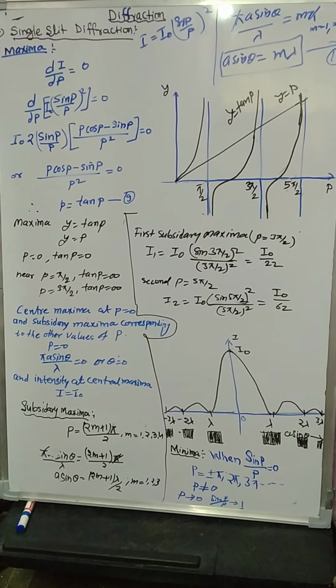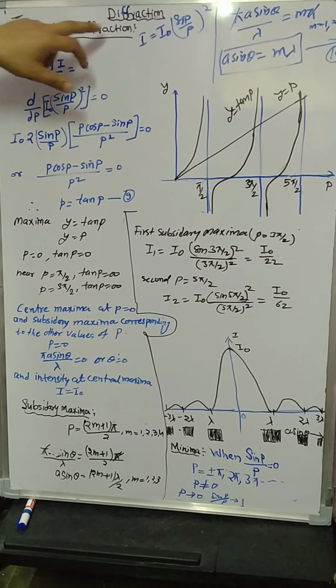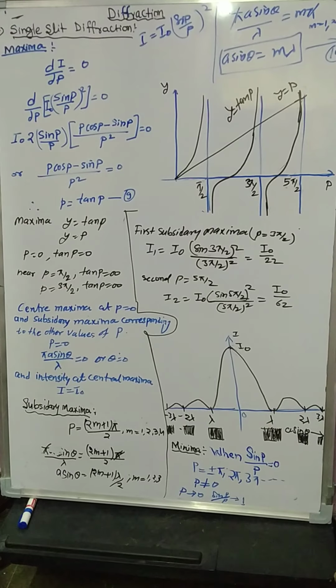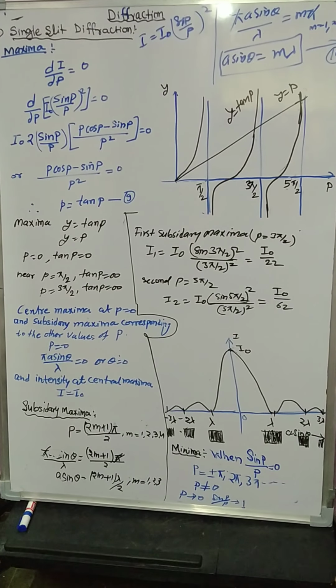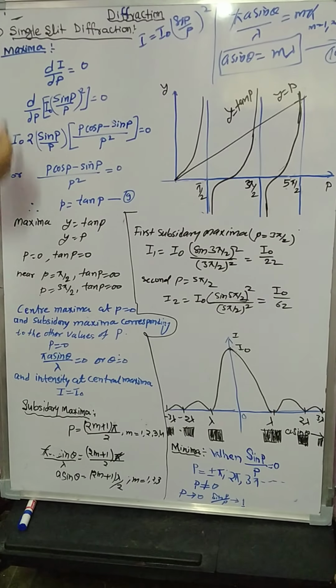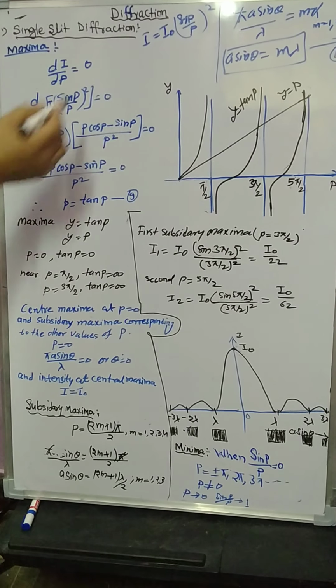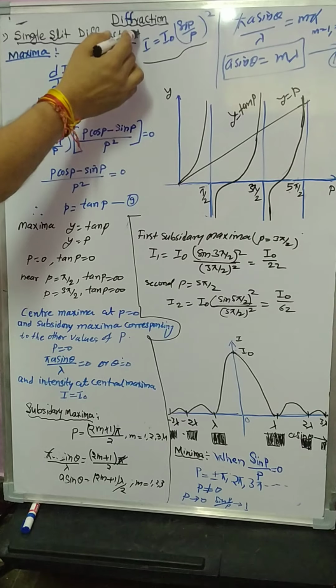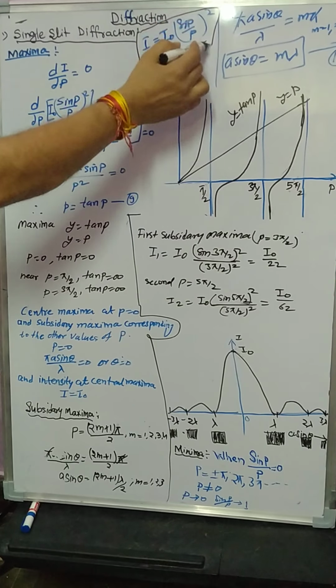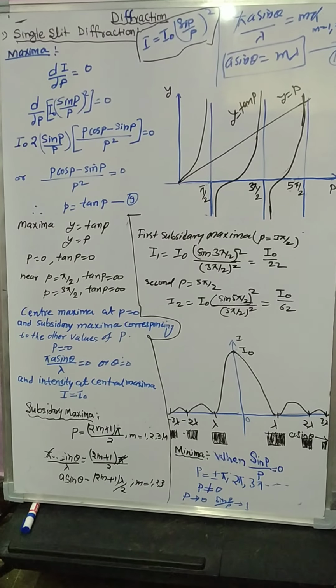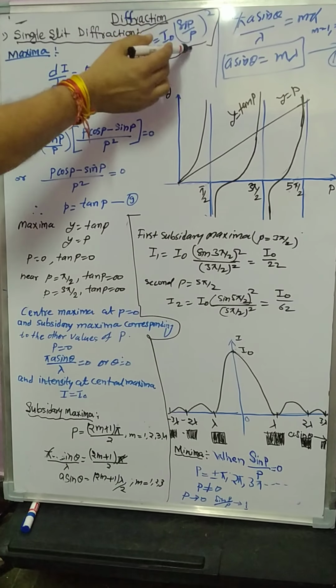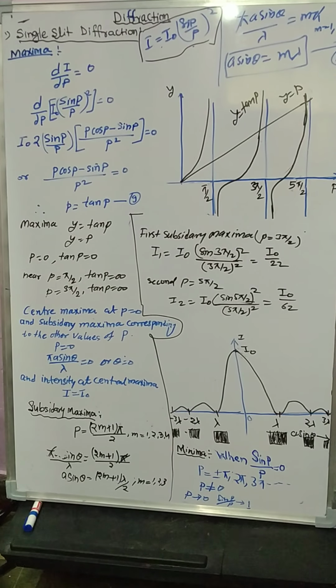Okay, we continue wave optics and the topic of diffraction, the single slit diffraction. We already discussed the maxima and minima, but now we find them out. We calculate the intensity of this single slit: I equals I naught (sin p upon p) whole square, where p equals pi a sin theta upon lambda.